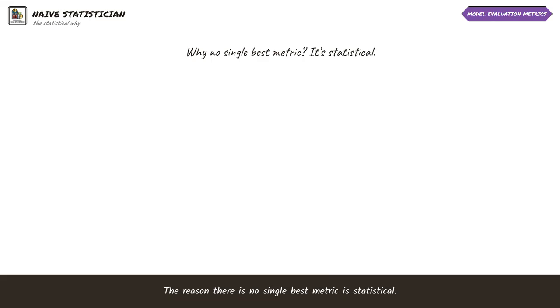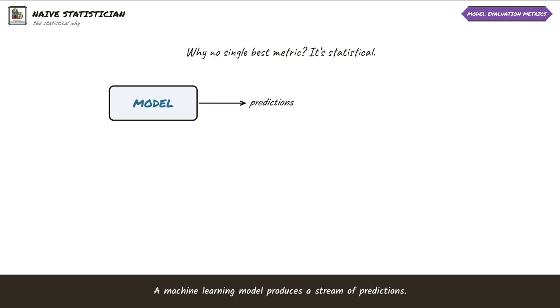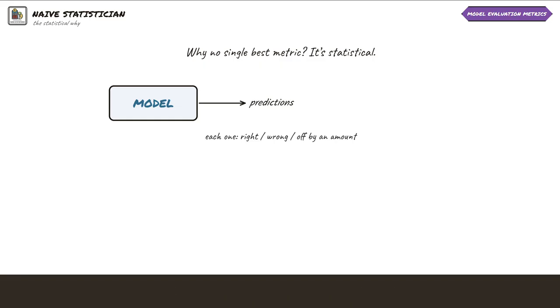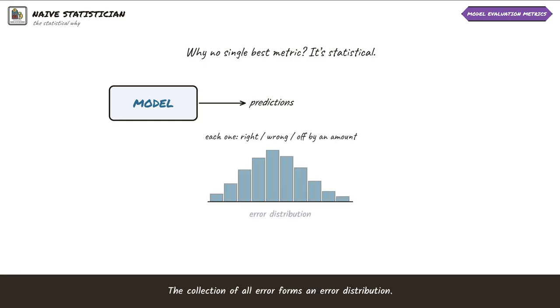The reason there is no single best metric is statistical. A machine learning model produces a stream of predictions. Each prediction is either right or wrong, or off by some amount. The collection of all errors forms an error distribution. A metric is just a statistic that summarizes this distribution, like a mean or a variance summarizes a sample. Different summaries highlight different aspects of the same data.